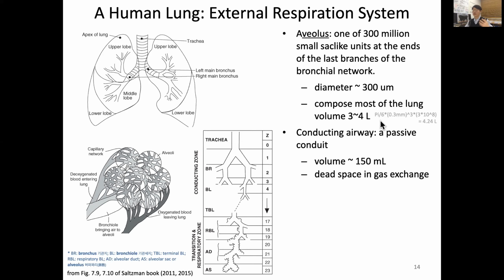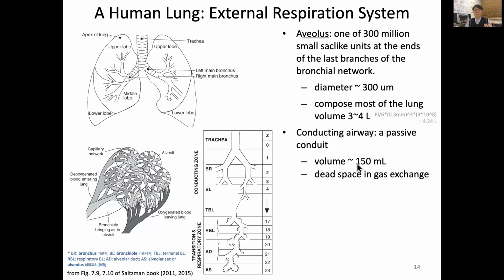So you can easily calculate pi/6 times diameter cubed and multiply by 300 million. That comes to about 4 liters. So our alveoli system makes up most of our lung volume, which is 3 to 4 liters, while the conducting zones, the conducting airways, are purely passive conduits. And this still contains a volume of about 150 milliliters.